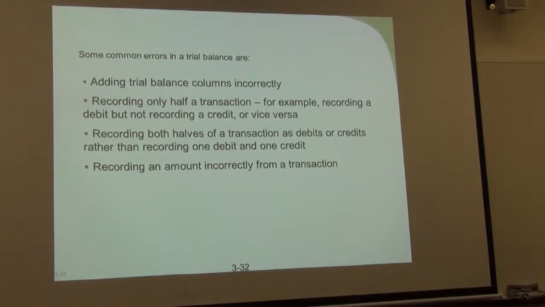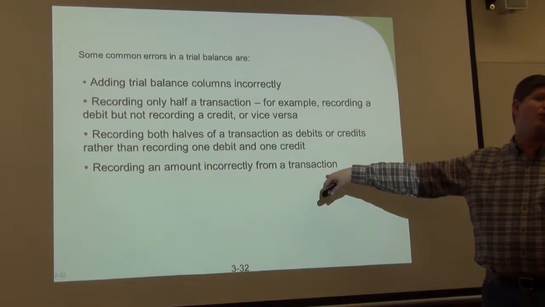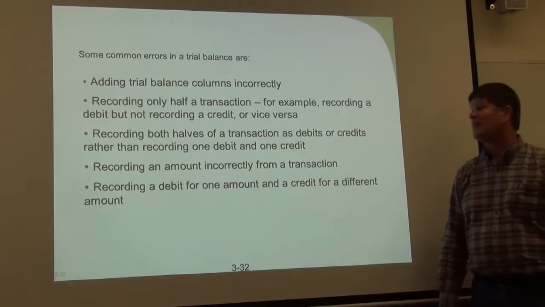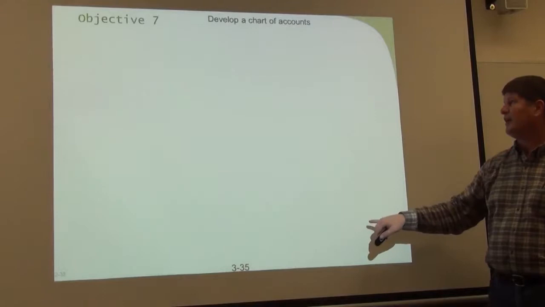Yes, you'd be off by 20 bucks instead of 10. Right. Recording an amount incorrectly: if you record both the debit and the credit as 8 instead of 10, it's harder to find. But if you record one as 10 and one as 8, you'll find it. It'll take you some time, but you'll find it. We talked about that. Cool.